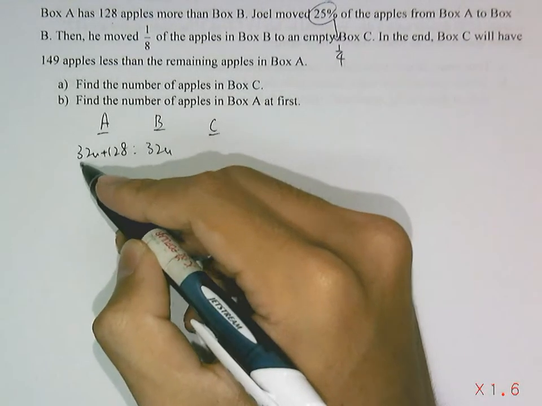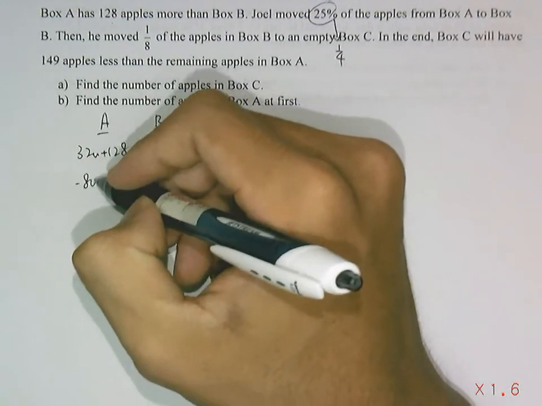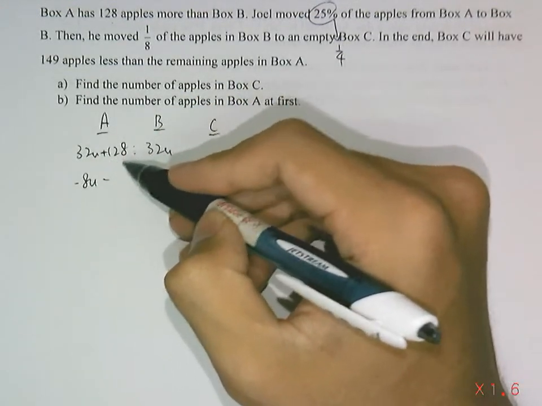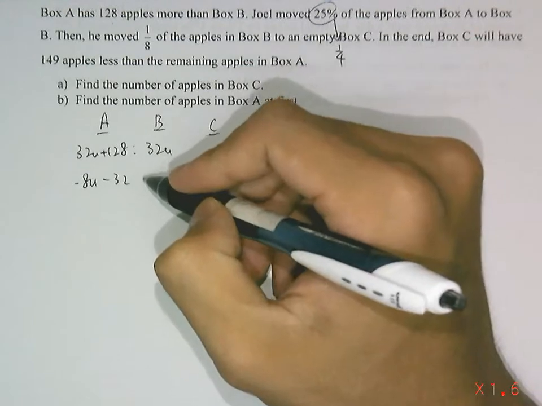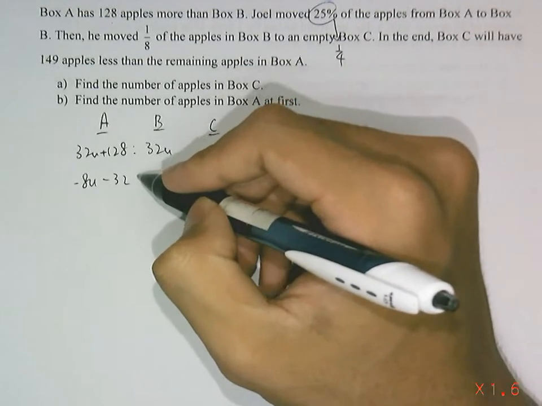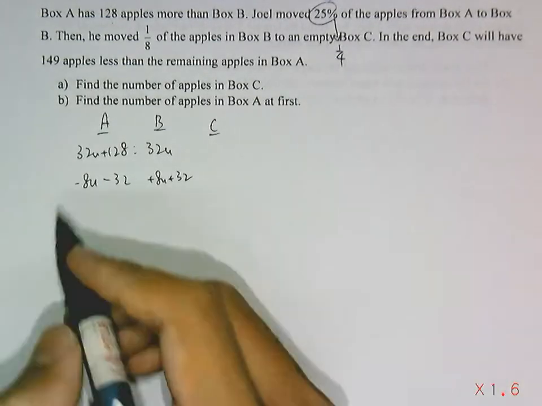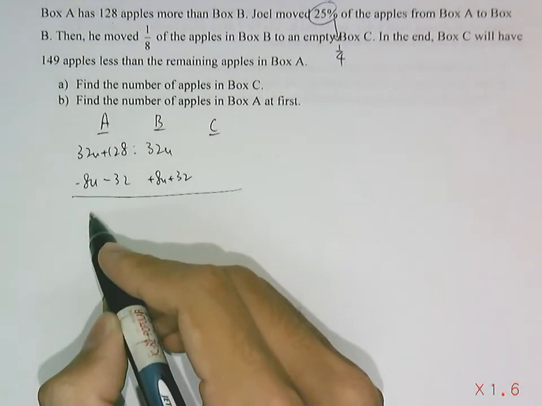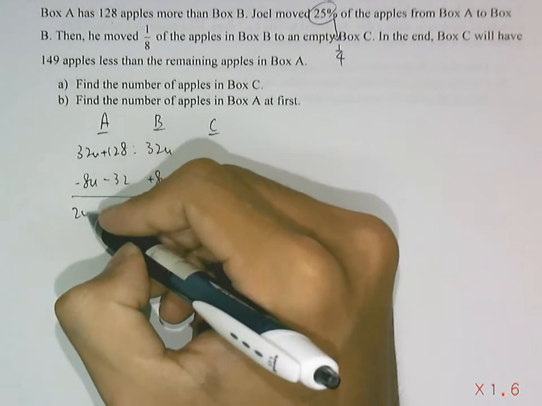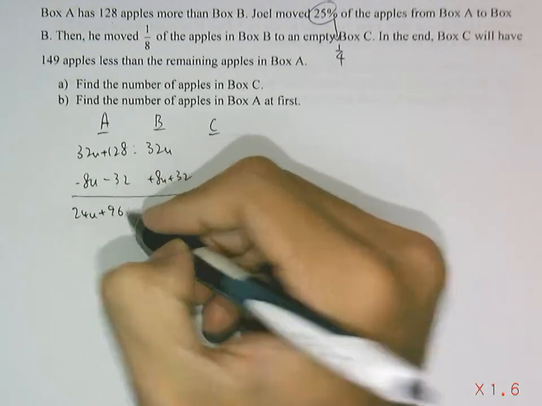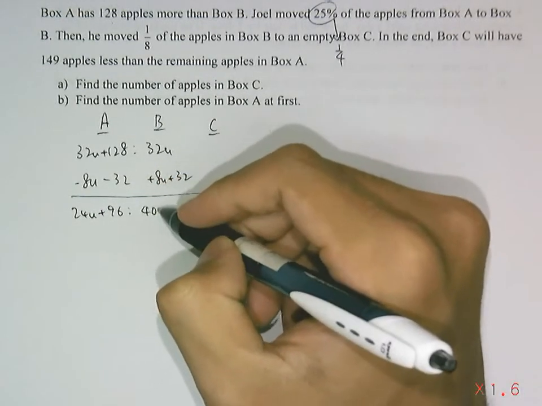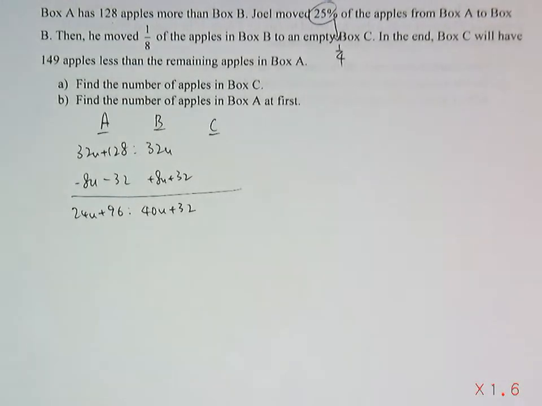Now moving on, Joel moved 1/4 from box A into box B. So taking out 1/4 of 32 units, that would be 8 units. And taking out 1/4 of 128, that would be 32. So transferring 8 units and 32 into B, we have plus 8 units and plus 32 for B. That will give the remaining number for A to be 24 units plus 96. As for B, it will become 40 units plus 32.